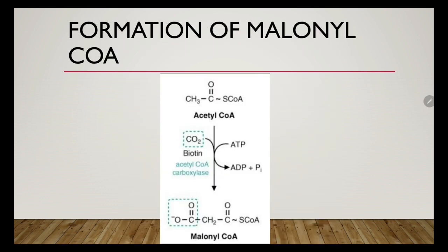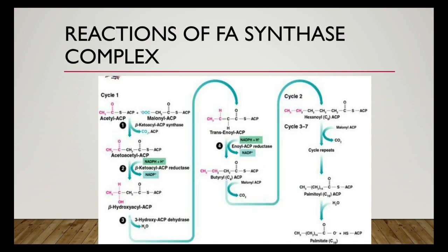Stage 2 is formation of malonyl-CoA from acetyl-CoA. The acetyl-CoA that is in the cytosol undergoes the activity of acetyl-CoA carboxylase in the presence of biotin, and it requires ATP and CO2, and it forms malonyl-CoA. Now this malonyl-CoA goes into stage 3 where there are reactions of the fatty acid synthase complex.